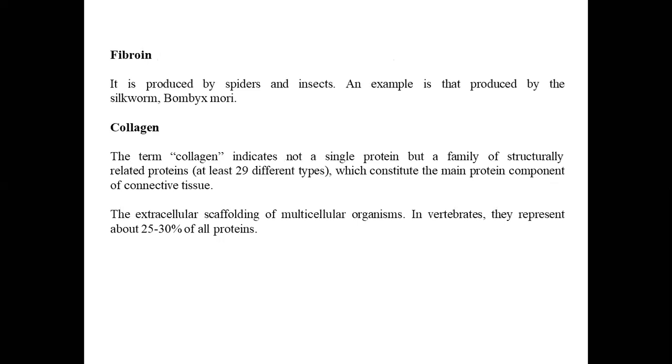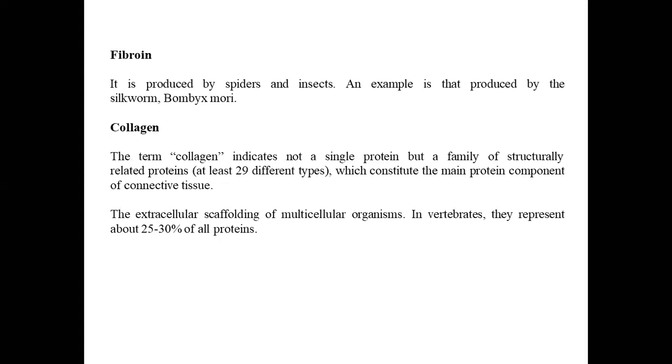It is produced by spiders and insects. An example is that produced by the silkworm. These are fibroin proteins, usually and mostly produced by insects and spiders, in the webs of spiders and in silkworm silk also.